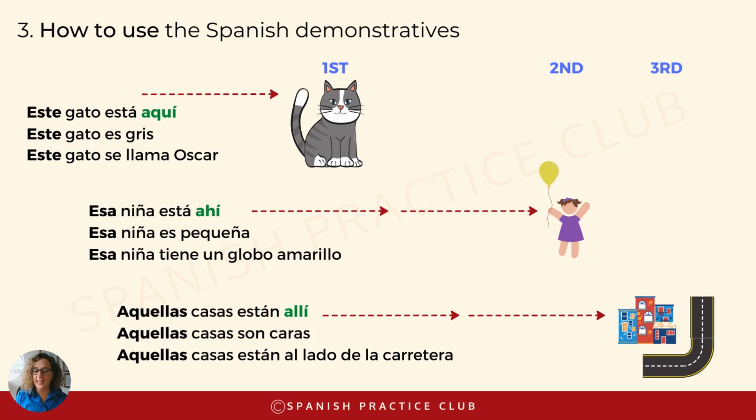Aquellas casas están allí. Those houses are over there. Aquellas casas son caras. Those houses are expensive. Aquellas casas están al lado de la carretera. Those houses are next to the road.